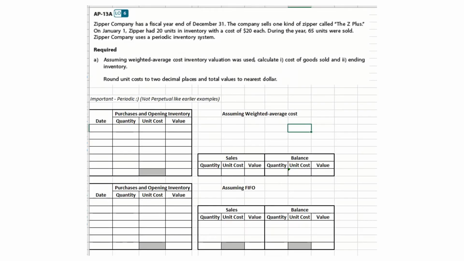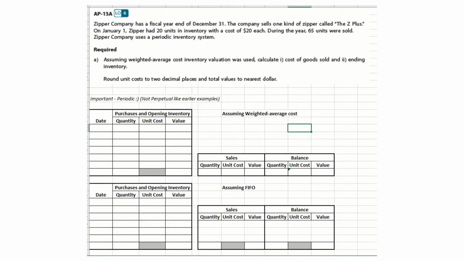All right, we're on Chapter 8, Question 13a. In this question, we have Zipper Company. They have a fiscal year end of December 31st. The company sells one zipper called the Z Plus. On January 1st, Zipper had 20 units inventory with a cost of $20.